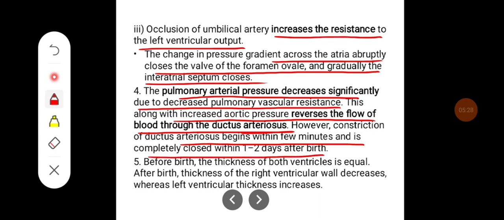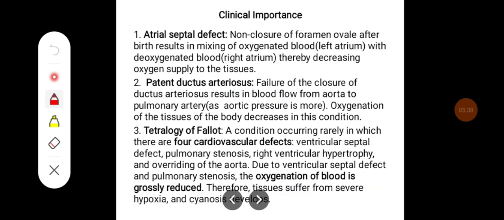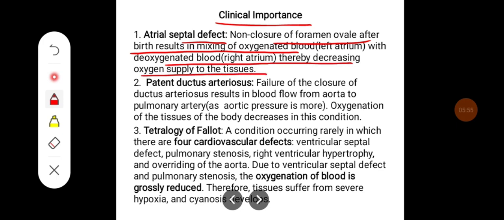Before birth, thickness of both ventricles is equal. After birth, thickness of the right ventricular wall decreases, whereas the left ventricular thickness increases. So the clinical importance: atrial septal defect, non-closure of foramen ovale after birth, results in mixing of oxygenated blood with the deoxygenated blood, thereby decreasing the oxygen supply to the tissues.